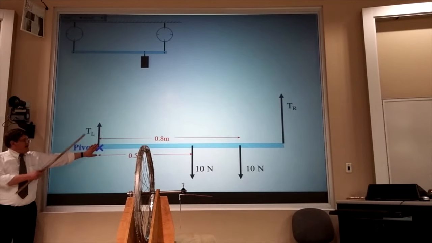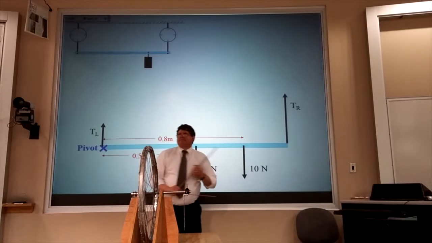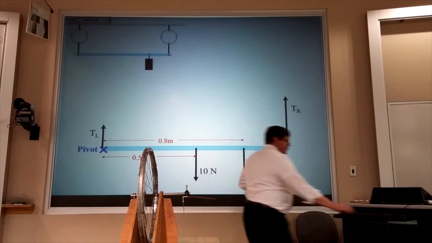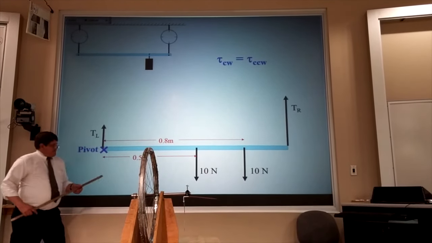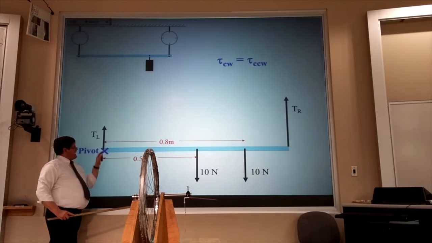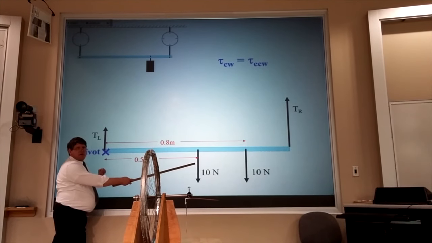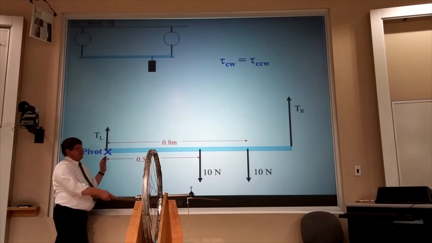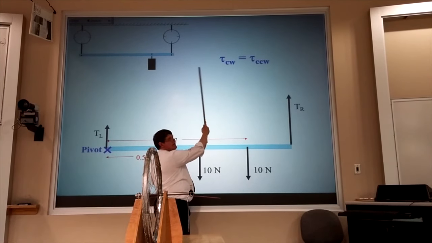Now, I have 2 unknowns, T left and T right. When I balance the torques, clockwise versus counterclockwise, this one here, if that were the only force acting and this bar had to go around this pivot, would this be a clockwise torque or a counterclockwise torque? It's going to make it go clockwise. This one's trying to make it go clockwise. This one's trying to make it go counterclockwise.